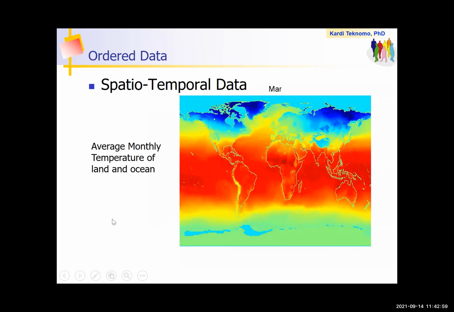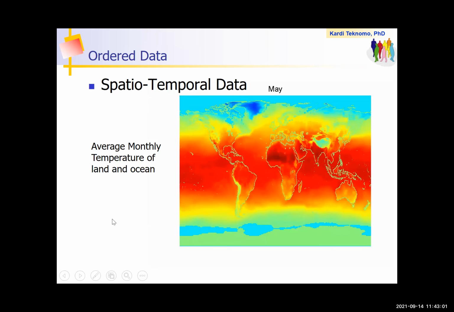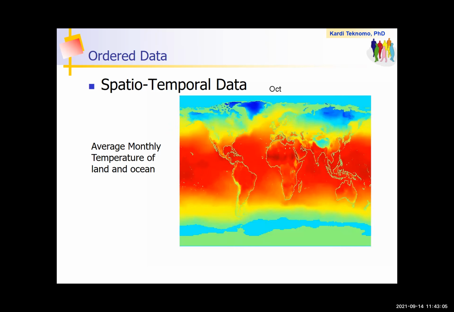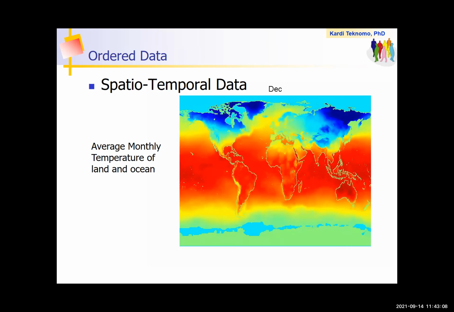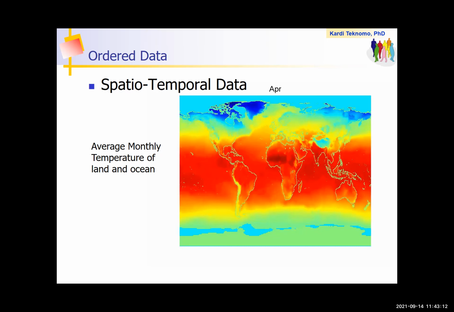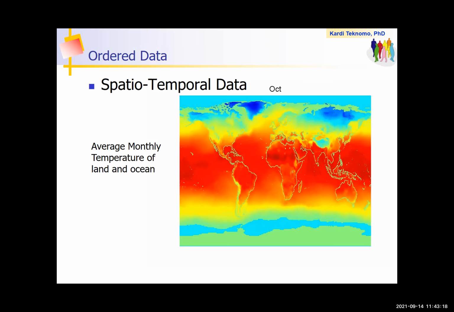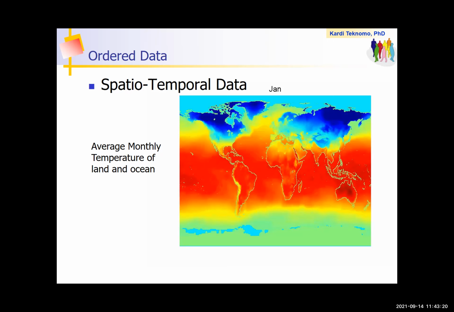Now, this is an example of spatio-temporal data. Can you see the monthly average temperature in the land and ocean changing over different months? So we have space and we also have time, and we put them together as an animation here.